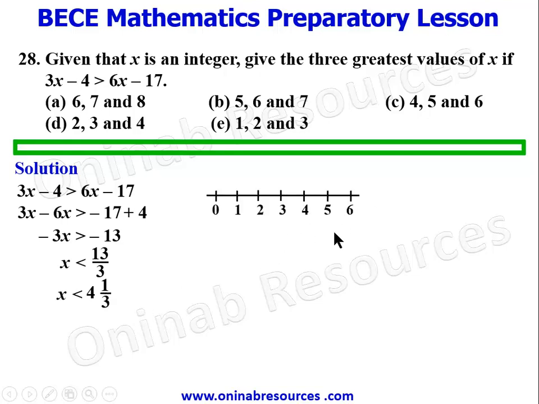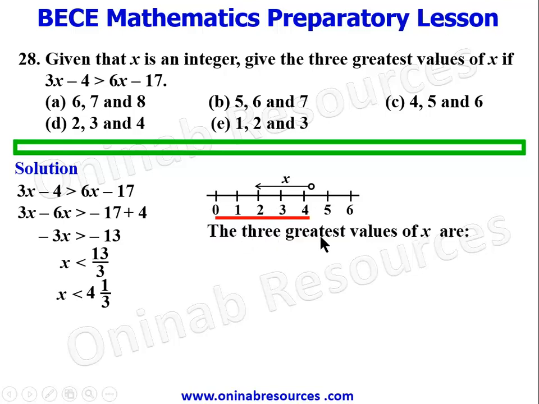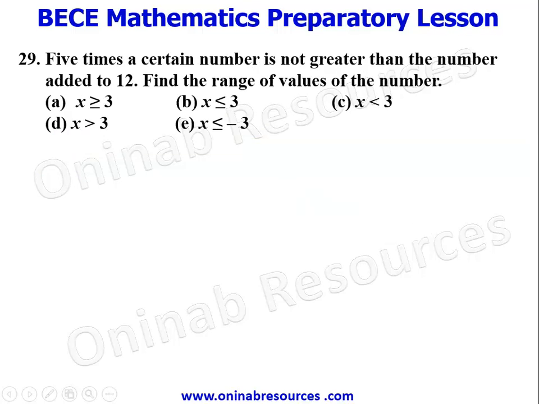We need a number line to help us get the values of x that are integers. So this is between 4 and 5 this side. The arrow is pointing to the left. All the whole numbers. An integer means a whole number, positive or negative. So we'll be having the 3 greatest values of x as 4, 3, 2, and since we are interested in only 3, that is option D. So we go to problem 29.